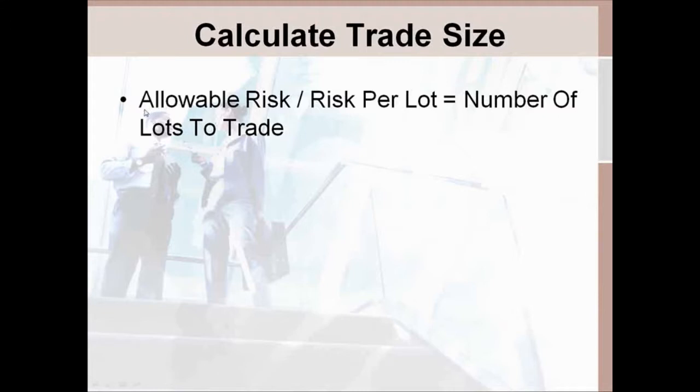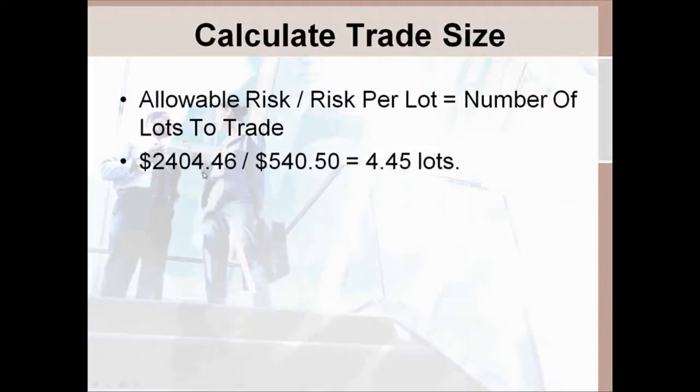We can divide the allowable risk by the risk per lot, and that'll give us the number of lots to trade. So $2,404.46 was what we were allowed to risk with our current account balance. And with the 50 pip stop, we were risking $540.50 with every lot traded. So we divide those numbers and we end up, we're allowed to trade 4.45 lots.